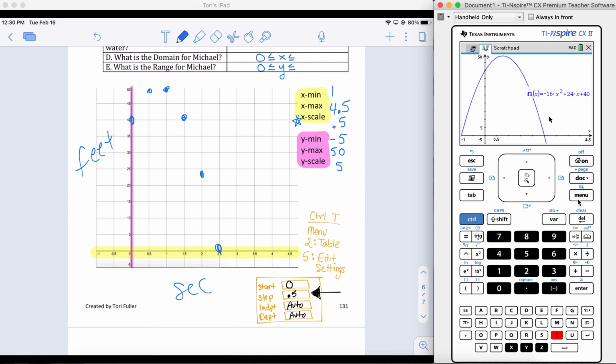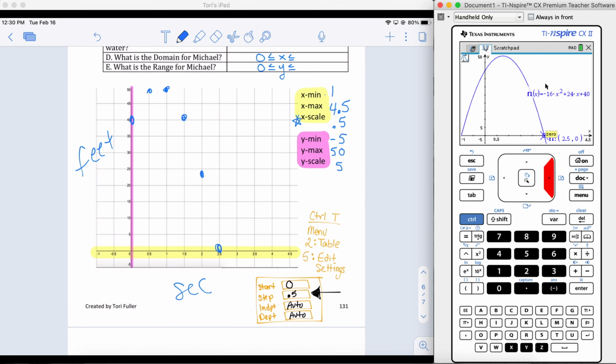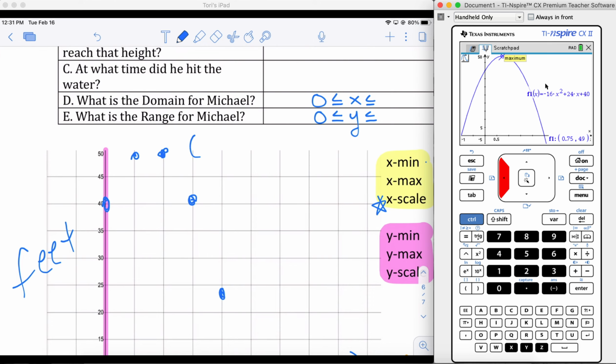This is why we need our menu trace. So menu, trace, our graph, okay? Let's make sure we got our 0 first. So (2.5, 0). And then this time we need our maximum. So looking for that button that says maximum. Perfect. I'll label him on here. So (0.75, 49). All the way back to get my y-intercept, and we've got (0, 40). We did already know him.